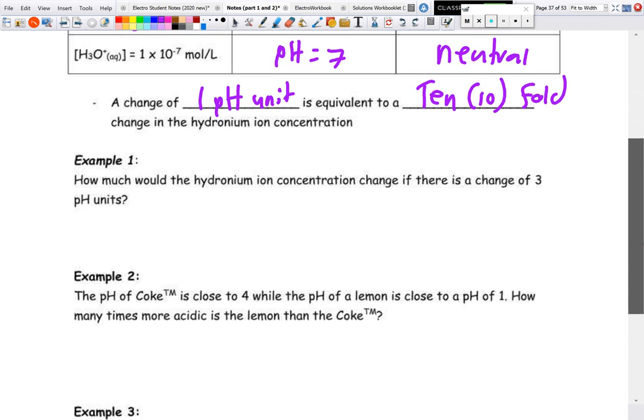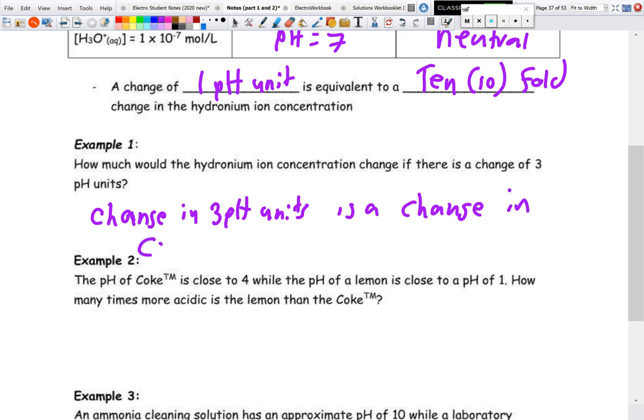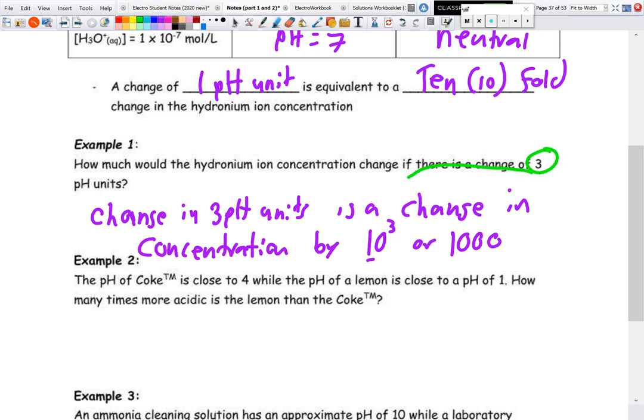So I'll just kind of give you an example here. Where it says how much would the hydronium ion concentration change if there's a change in pH units. So for a change in 3 pH units is a change in concentration by 10 to the 3, or this is 1,000, right? So this 3 value right here, change in 3 pH units, it goes right here. So that's what a tenfold change means.